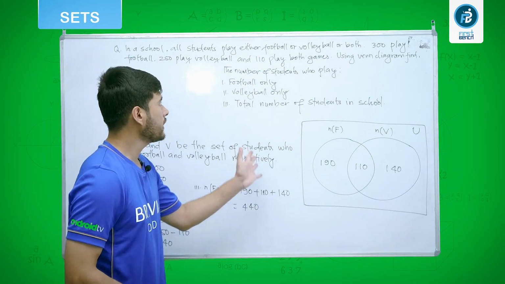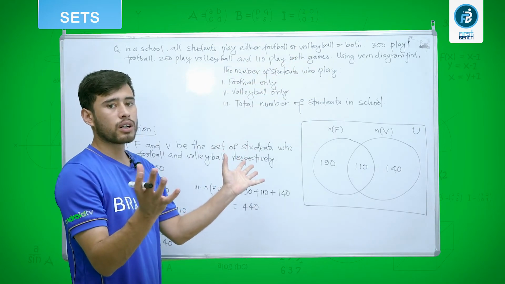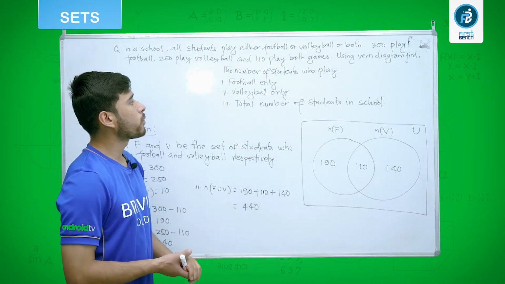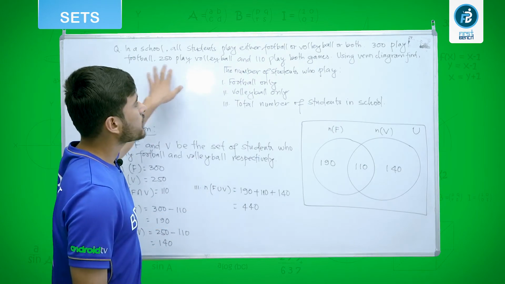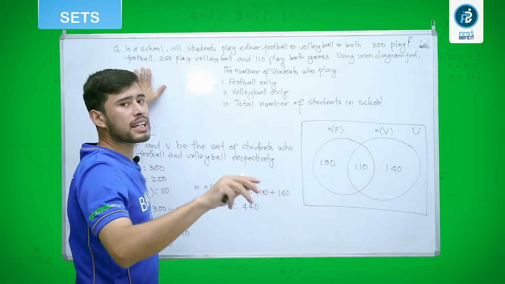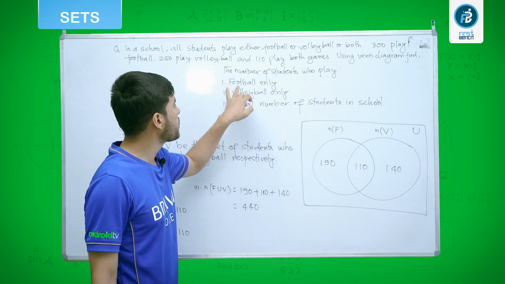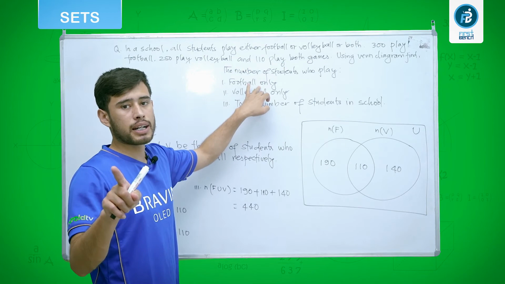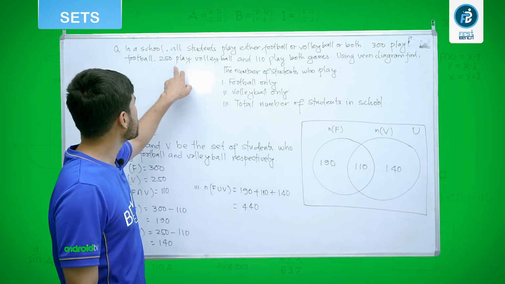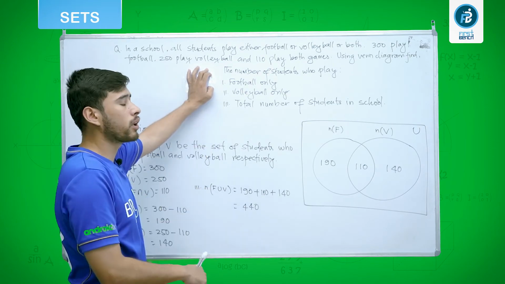Okay, let's summarize this once again. In this school, all students play either football or volleyball or both. So all students play at least one game. 300 play football, 250 play volleyball, and 110 play both games. And never be confused. Here 300 play football, but among these 300 students, there are some students who play volleyball also. So our question says find the number of students who play football only. They should not participate in volleyball. They should play only football. Here 250 students play volleyball. They might also play football. It isn't the case that the students who play volleyball don't play football.